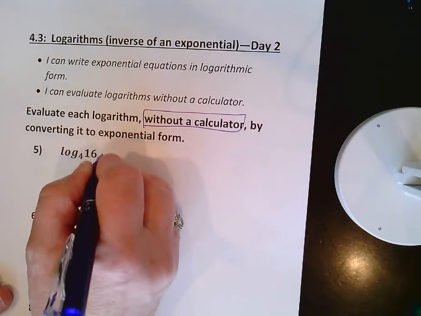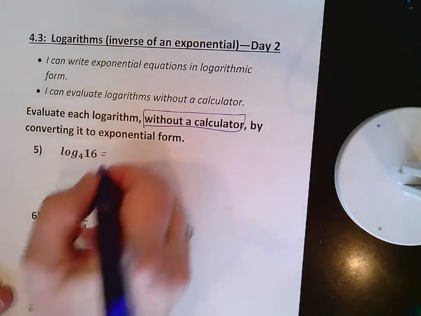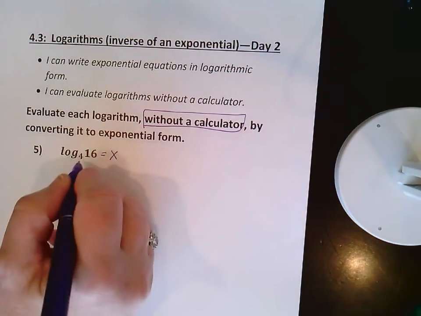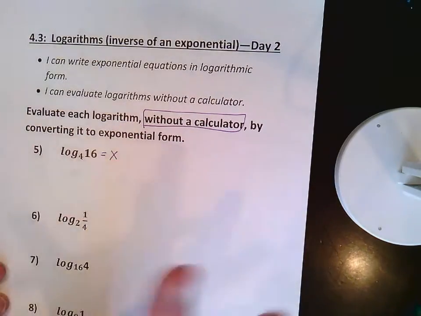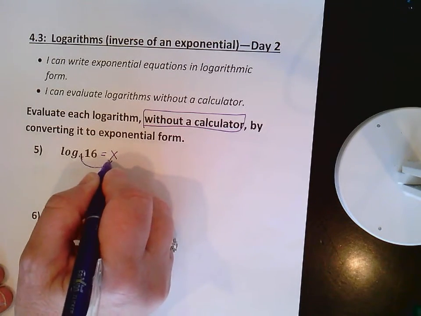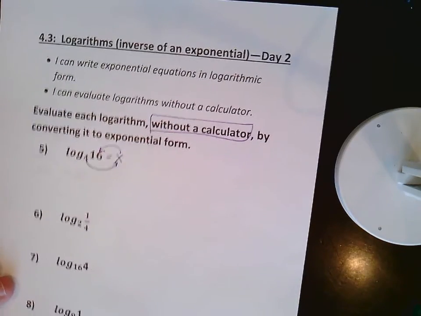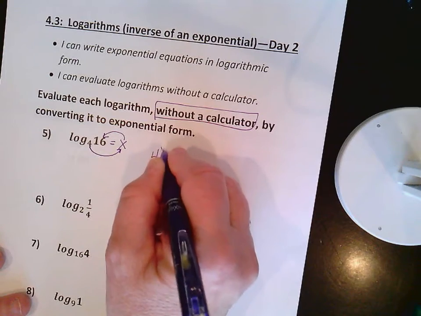So here's what we've got. When you have a log and it asks you to evaluate, first thing you do is set it equal to x. And then you take, I call it around the world, and there are other tricks that people use. But basically what this means is my base goes to that exponent and it equals this. So when I rewrite this, I rewrite it as 4 to the x equals 16.